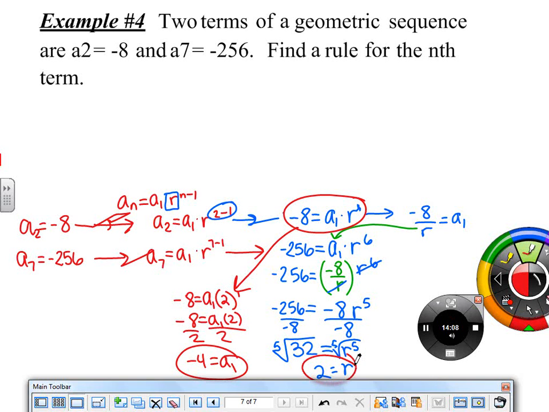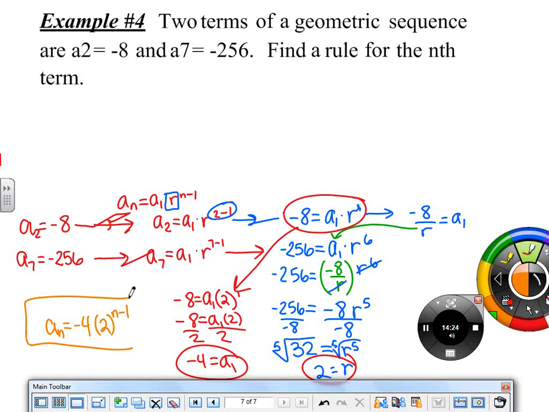My ratio is 2. And I have all the pieces of my rule that I need. So I'm going to write my final result of my rule. That AN is going to equal the first term, which is negative 4, times the ratio, which is 2, to the power of n minus 1.